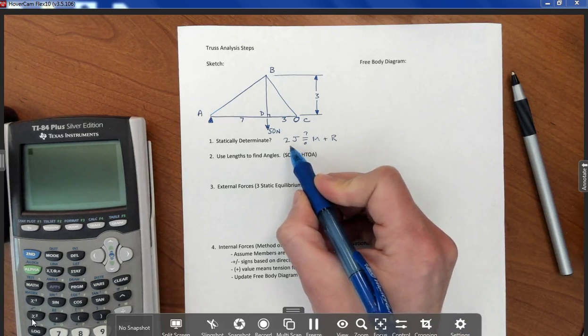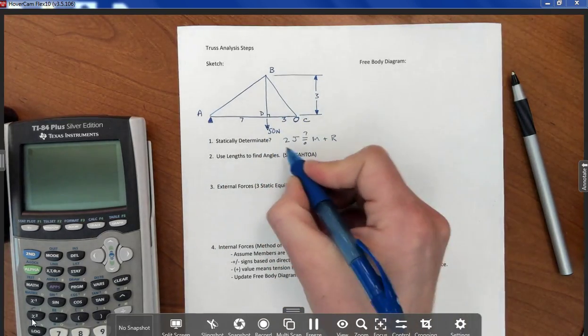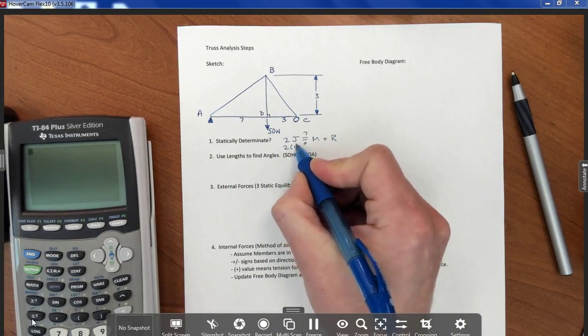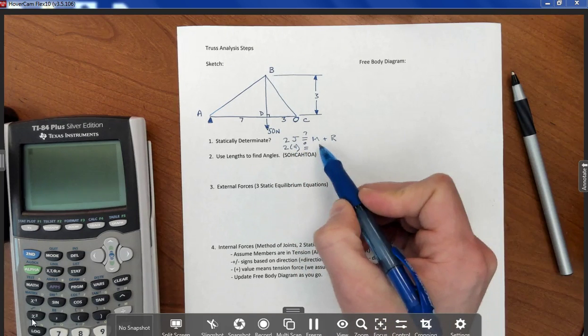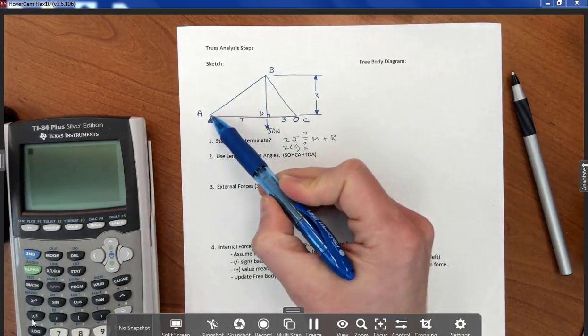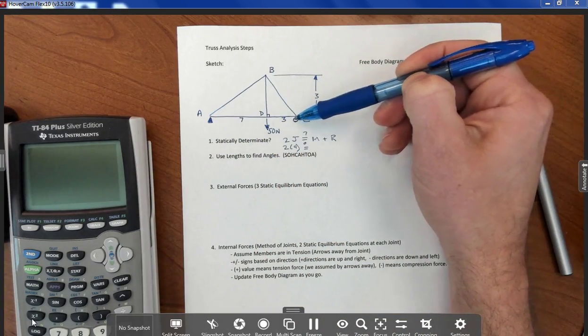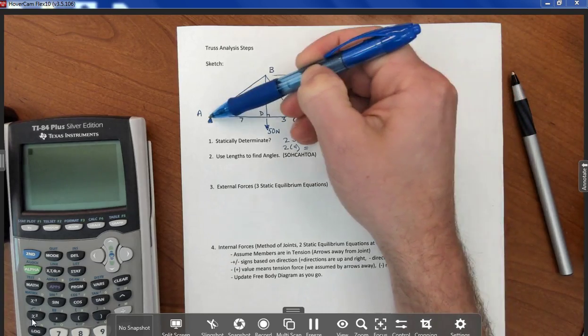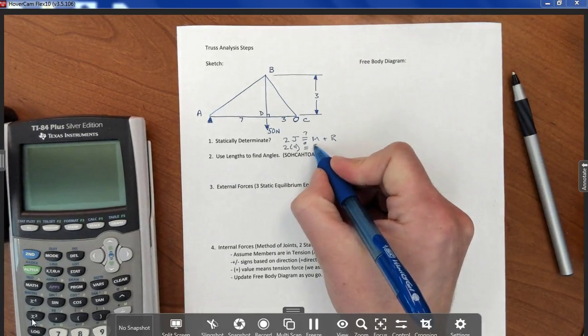So the number of joints was 4, A, B, C, and D. So we've got 2 times 4. Again, still a question mark really, is it equal? The number of members, well, from A to B is 1, B to C is 2, C to D is 3, D to A is 4, and then we have B to D is 5. So we had 5 members.